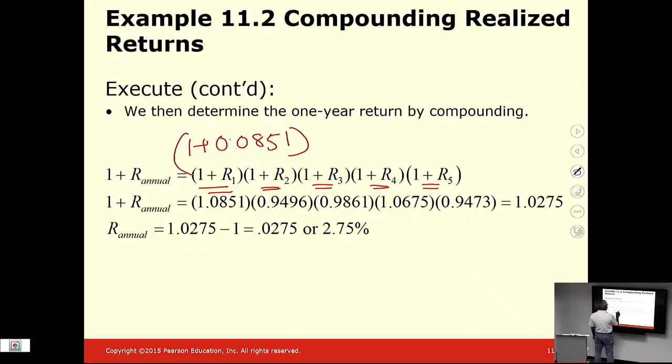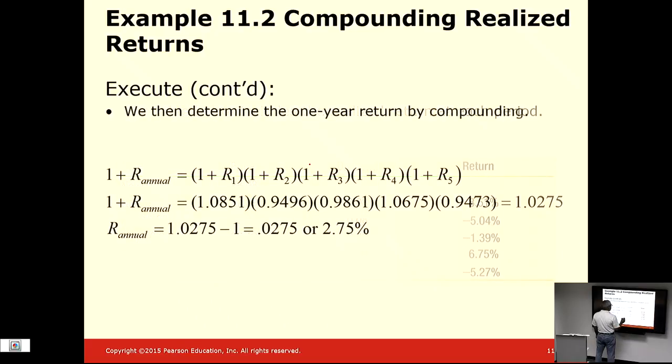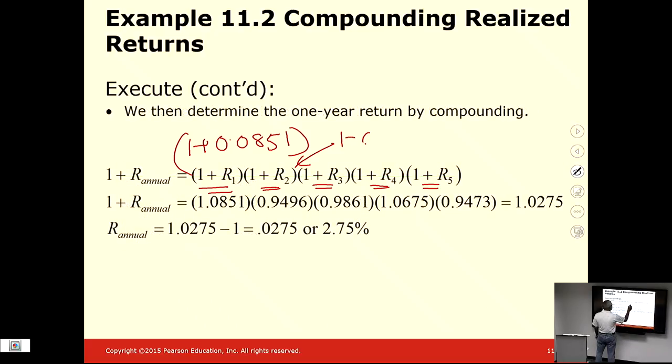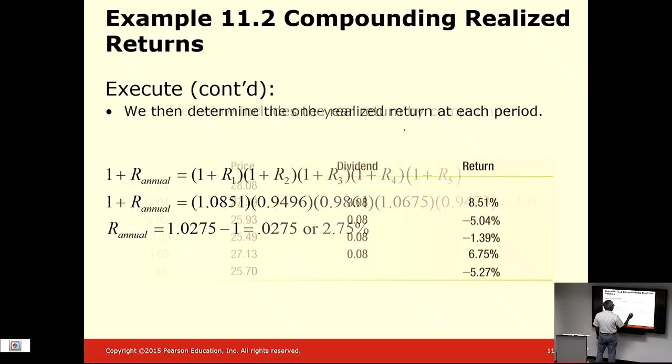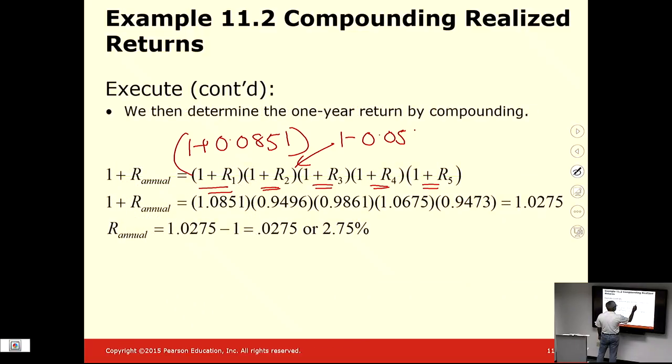0.0851. This one would be 1 minus 0.0504, and so on and so forth. Then I multiply everything, subtract 1, and that gives me my annual return for that 12 calendar month period.